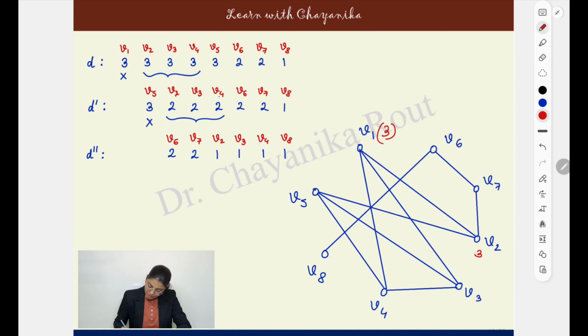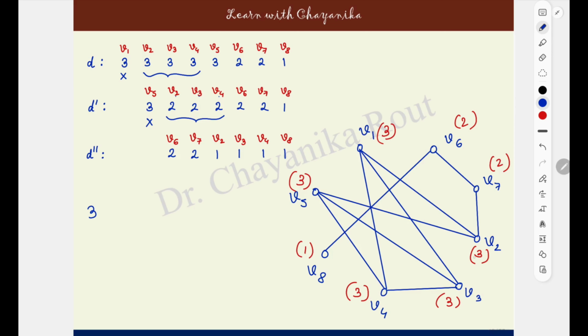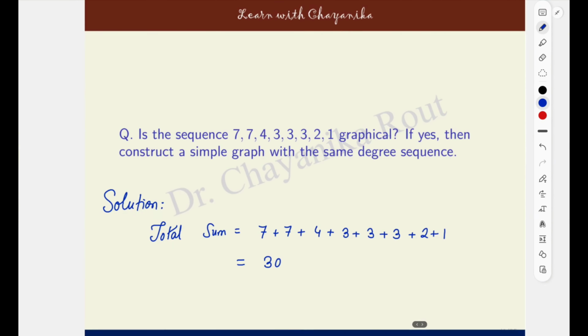V1 has degree 3, V2 has degree 3, V3 has degree 3, V4 has degree 3, V5 has degree 3, V6 has degree 2, V7 has degree 2 and V8 has degree 1. So the degree sequence is 3, 3, 3, 3, 3, 2, 2, 1. So we have 5 times 3, then we have 2 times 2 and we have 1 time 1. So this is the same as the degree sequence given by our d. So this is a simple graph that is constructed with d. That is the second part of the solution.